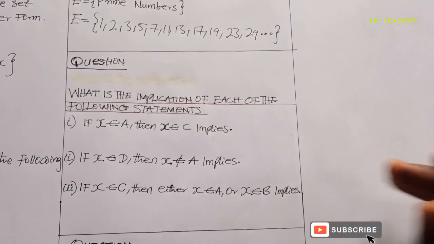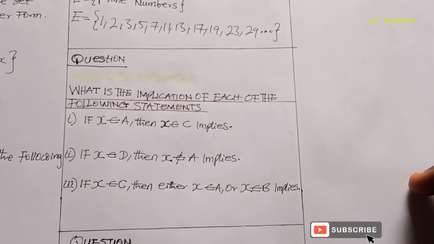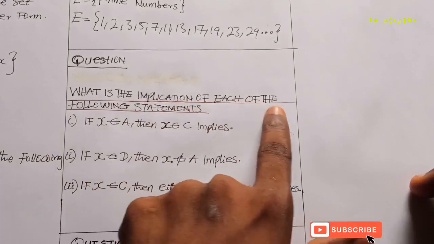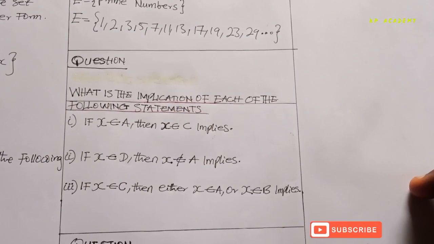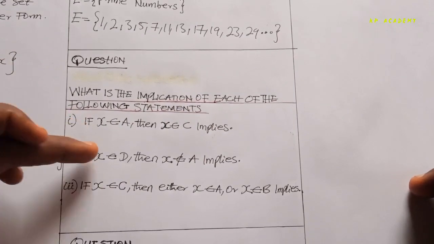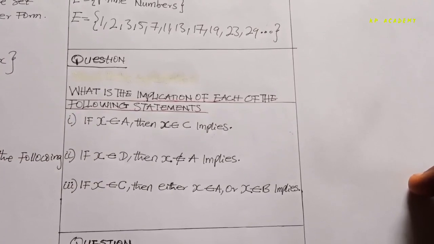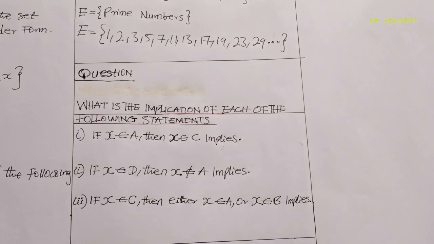In this question now, we're going to be tackling this particular one, all right? So we're asked here, what is the implication of each of the following statements? The following statements are this statement and this statement. So we are asked what do they mean? What are the implications?